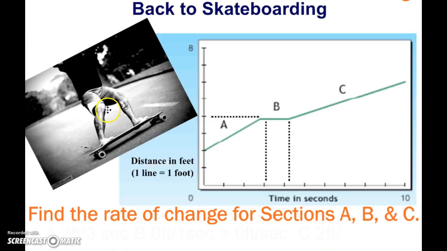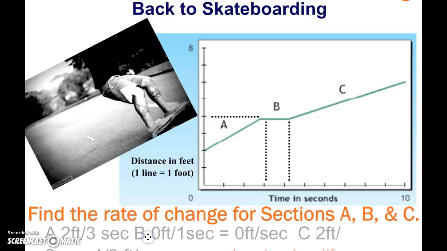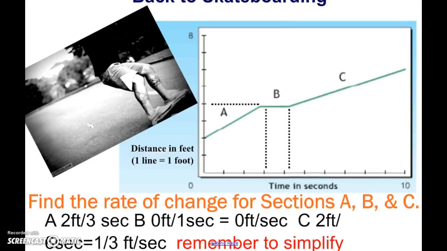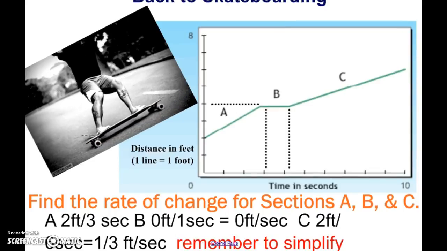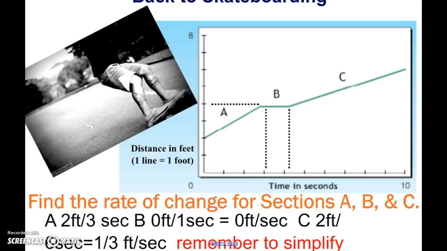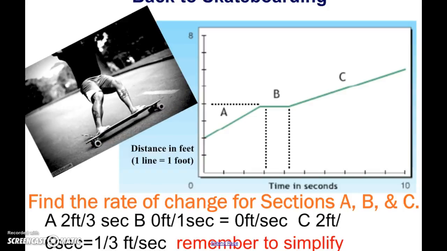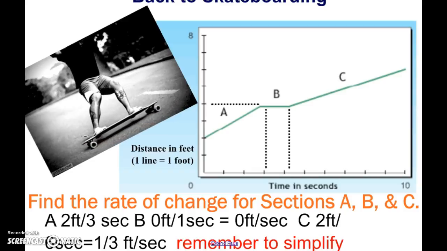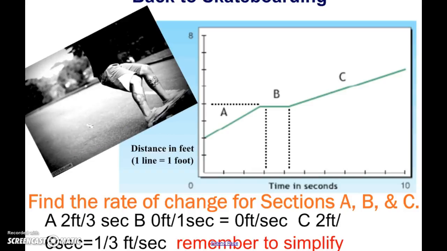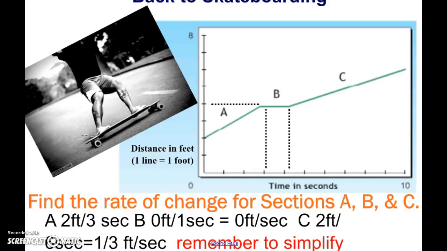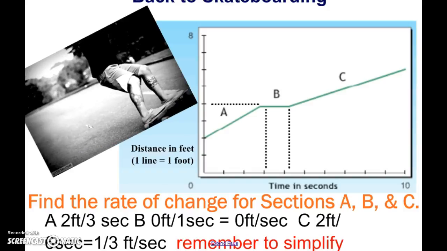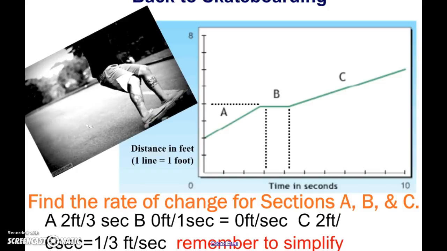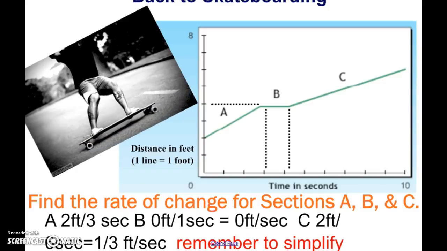Well, their rates of change are: A, 2 feet to 3 seconds, so it's 2 feet per 3 seconds. In B, it's 0. It's not changing at all. In C, it's 2 feet to 6 seconds, which is 1/3 feet per second. Remember, you must simplify your fractions.